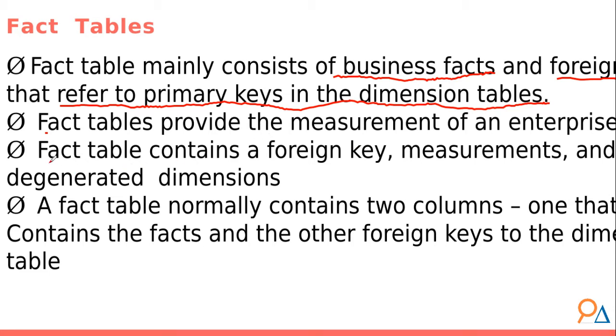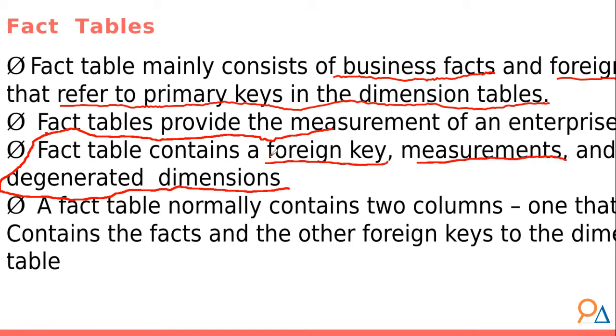Okay, so let's move to the third point. A fact table contains foreign keys, measures, and a degenerate dimension. Now this point is very important. What we have in a fact table is foreign keys, measurements, and degenerate dimensions. We're going to see it in the next slide.